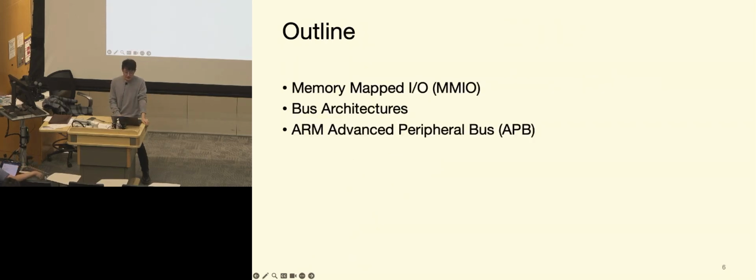Today we're going to talk about these three things. First, memory-mapped I/O, MMIO. Second, bus architectures, which are basically how data gets pushed and transferred around the chip. Third, the specific bus structure that we're using in our class, which is the APB. Hope you still remember this from previous lectures. It's the Advanced Peripheral Bus.